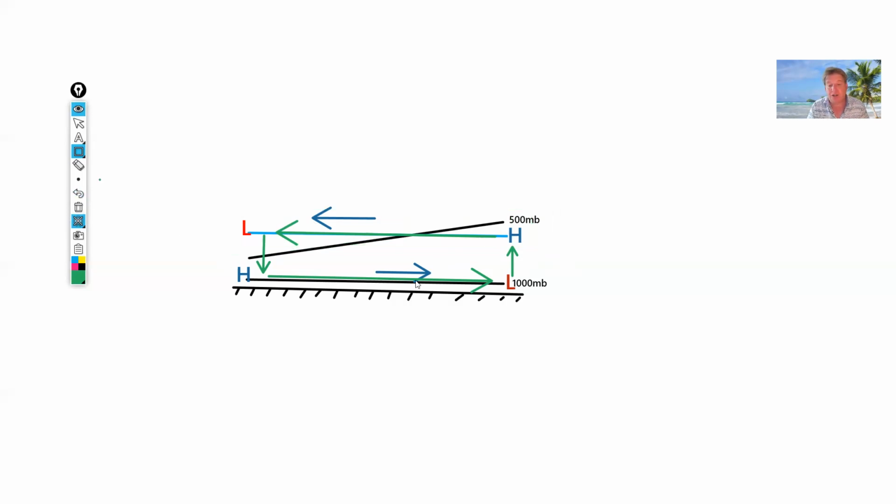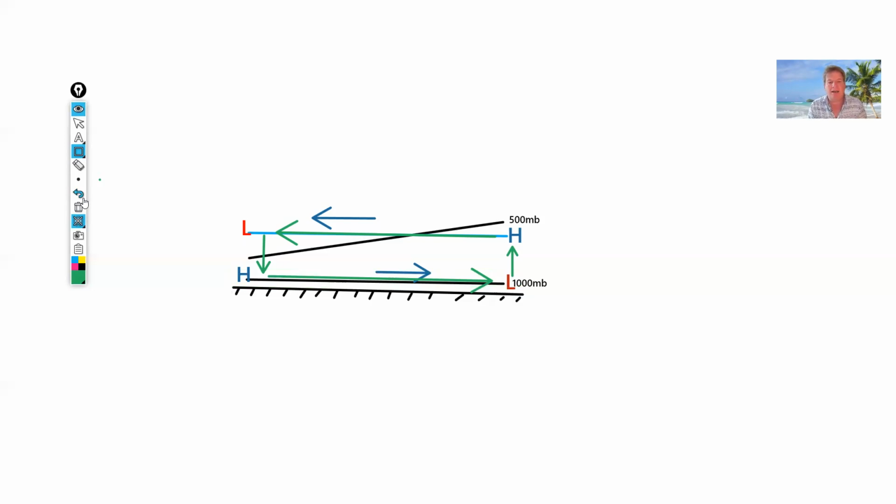Now this pressure here is not lower than the air pressure above it. That would be silly. Air pressure is defined as the weight of the air above you. If I go up higher in the atmosphere, the pressure always decreases. This pressure is lower than the pressure over there. So it's always a result of horizontal differences.